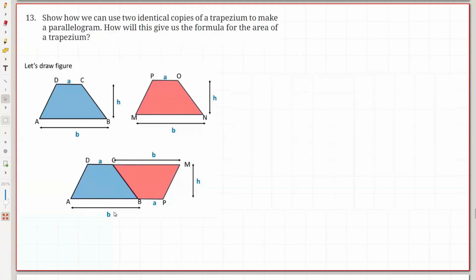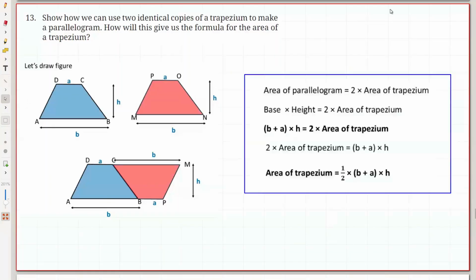So, the area of the trapezium. We know the formula for the area of a parallelogram is base into height. So from this you have to get the formula for the trapezium. How will you get it? Here is the answer. The area of the parallelogram is equal to 2 times the area of the trapezium. The area of the parallelogram is base into height, equal to 2 times the area of the trapezium.